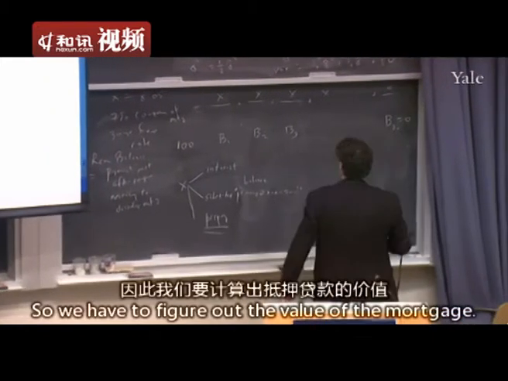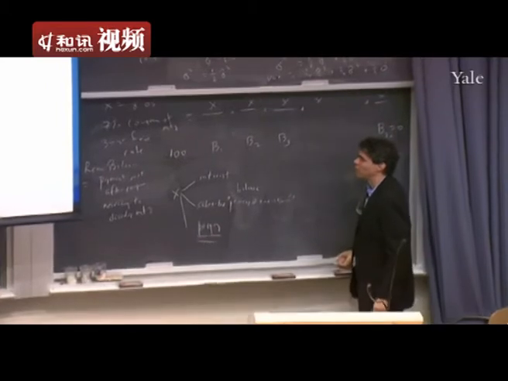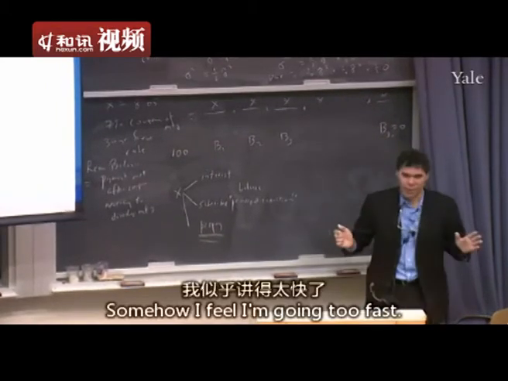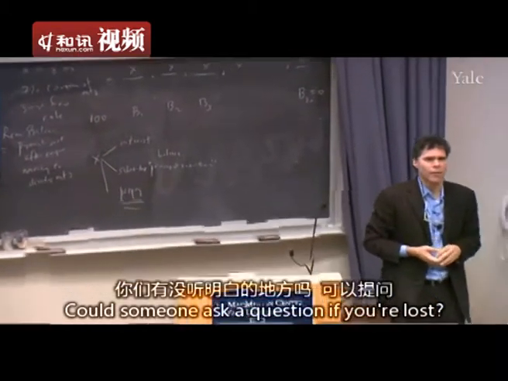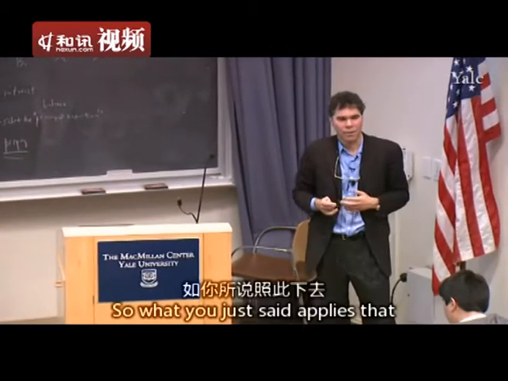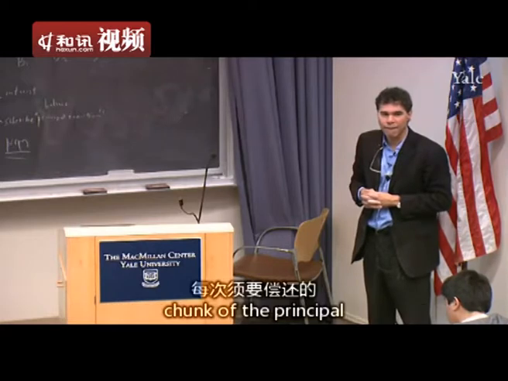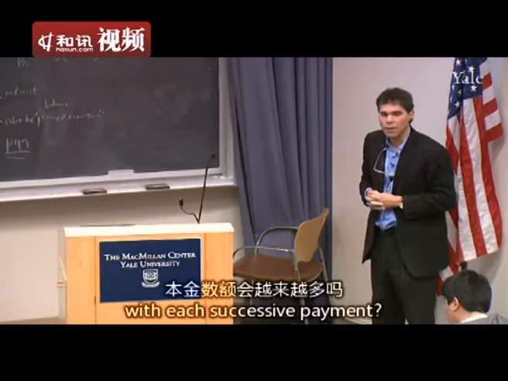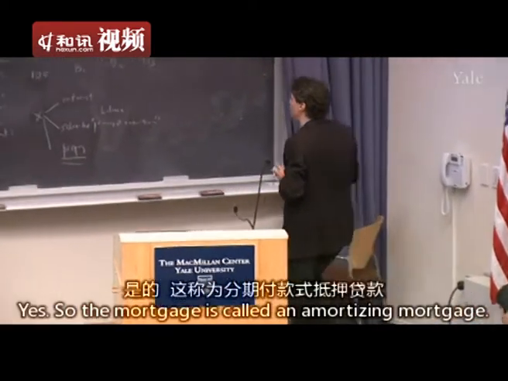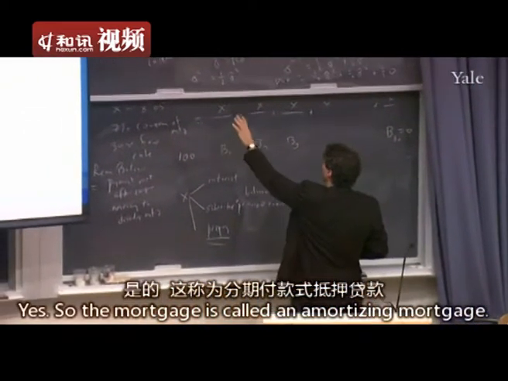Okay, so we have to figure out the value of the mortgage. Somehow I feel I'm going too fast. Does someone ask a question if you're lost? I need to pick out, yes. So what you just said implies that as time goes on, you pay a bigger and bigger chunk of the principal in each successive payment. Yes. So the mortgage is called an amortizing mortgage.